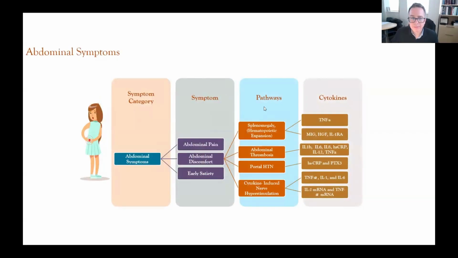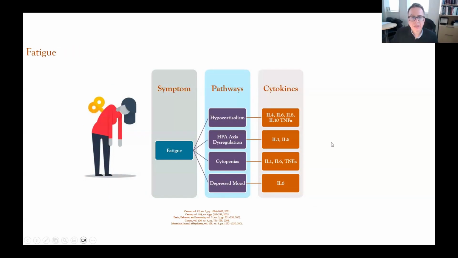The same is true with abdominal symptoms. Abdominal symptoms can be pain, could be something more vague like discomfort or bloating, early satiety. And we can understand that there are different aspects that can cause it. Most prominently splenomegaly, a big spleen. Some people have abdominal vein thrombosis. Some people have high pressures in what's called their portal vein, the main vein that takes nutrients and blood from the gut to the liver. Some patients have cytokine-induced nerve hyperstimulation in the nerves that innervate the gut. Again, all of these can be tied in to some extent to individual cytokines or arrays of cytokines.